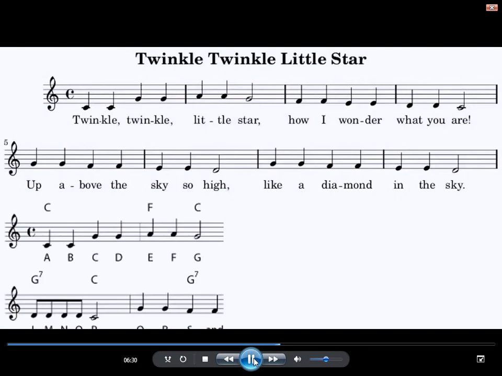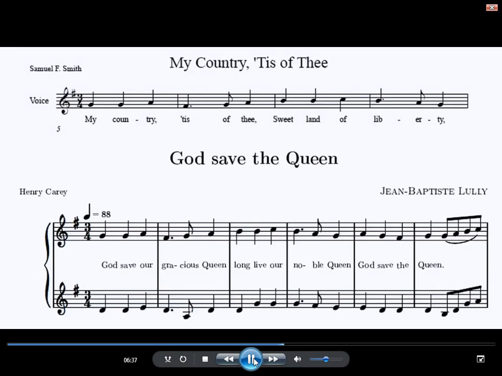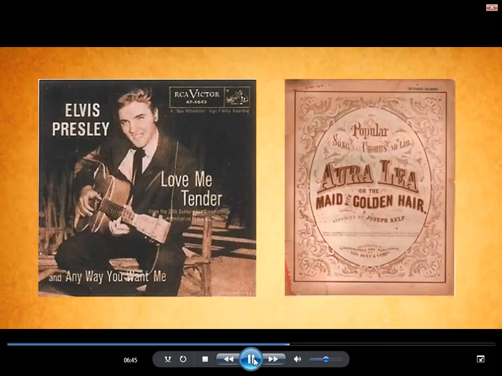So he's saying if there's so many melodies to pick from and so many different notes, why do a lot of songs sound similar? If we have more possibilities than we could ever exhaust, why is Twinkle Twinkle Little Star, the alphabet song, and Baa Baa Black Sheep all the same melody? My Country 'Tis of Thee and God Save the Queen, interestingly enough, are the same song. Love Me Tender is exactly the same as the old American Civil War song, Aura Lee.